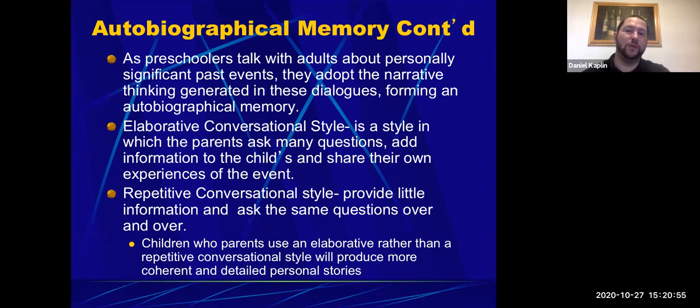So when we talk about autobiographical memory in preschoolers, they typically talk with adults and they share the story and form it collaboratively. But in reality, there are different conversational styles, right? In an elaborative conversational style, the parent asks questions, adds more information for the child, and shares their own experience to build a fuller memory, right? So that's an elaborative conversational style.